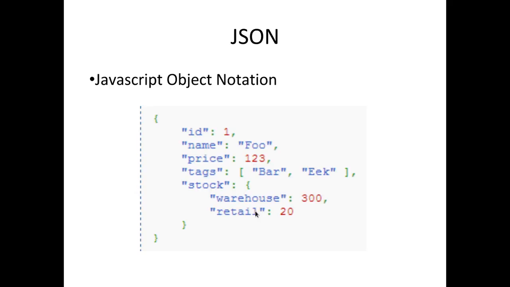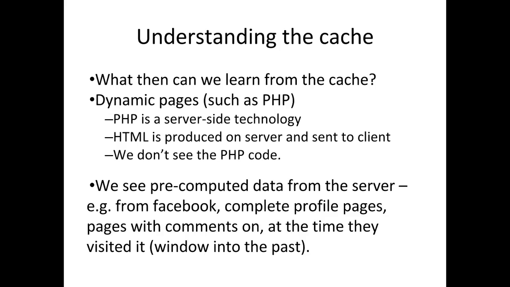So JSON is a very standard way of formatting data and transmitting that data between computer systems or between applications. And it may be that you find some JSON information that you are then able to interpret from the cache or from anywhere else on a computer system.